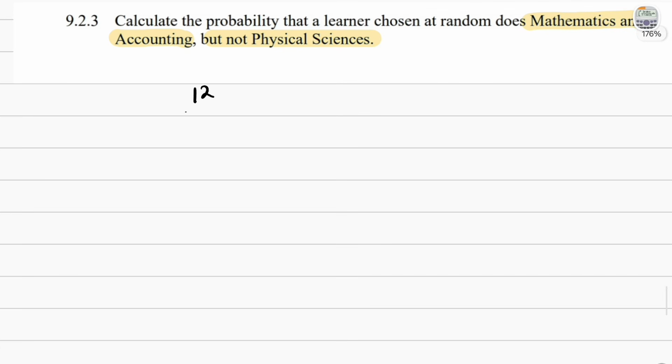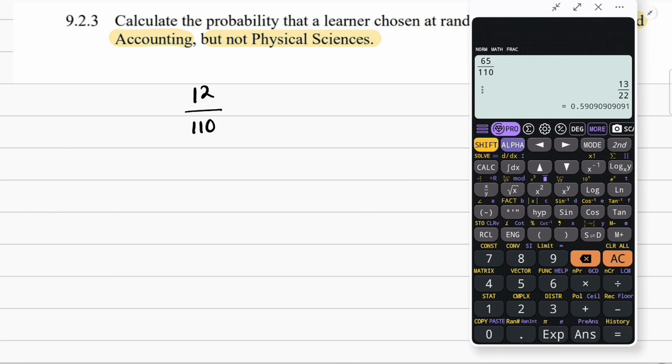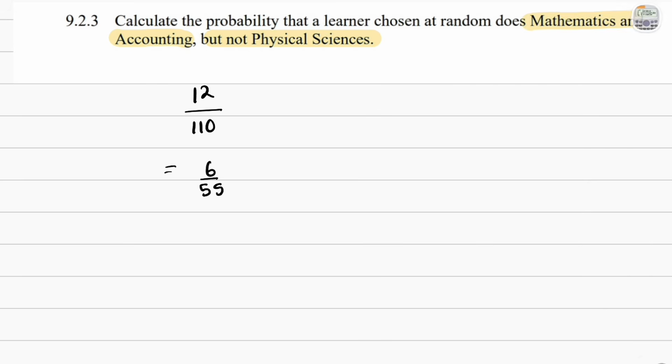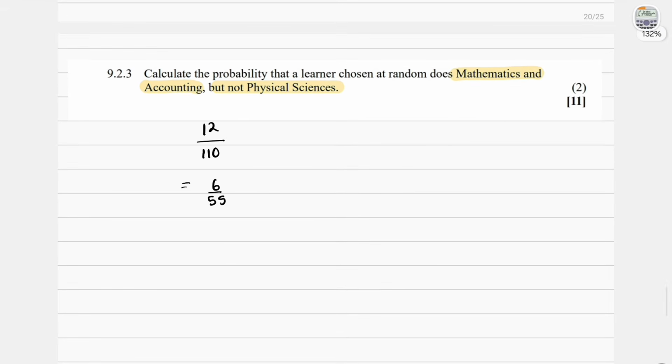It is simply just 12 out of 110. And let me just get that. So 12 over 110 is simply 6 over 55. And I'm going to leave it like that and not make it a decimal. And that is it for question 9.